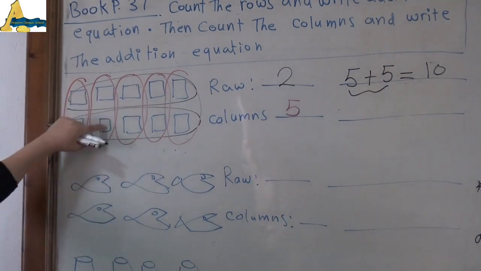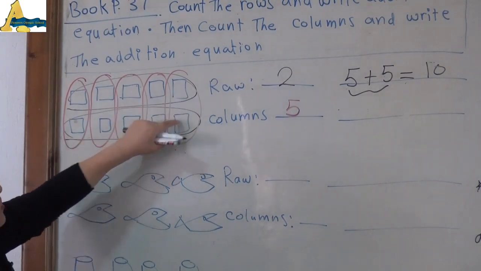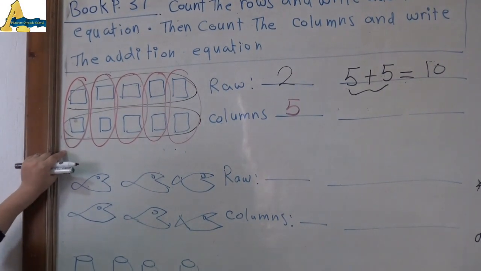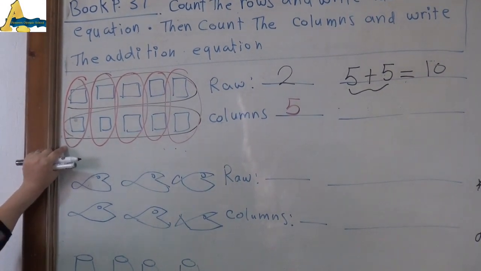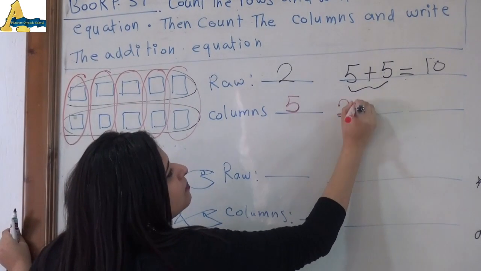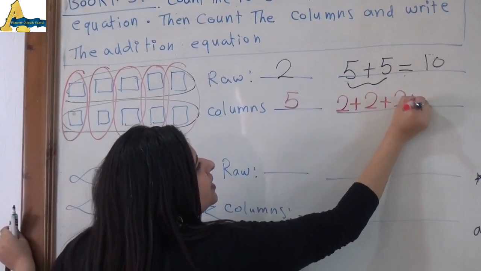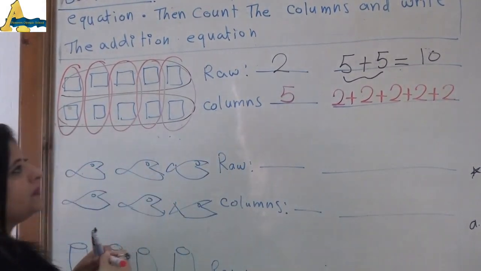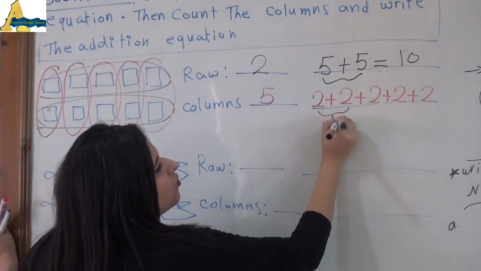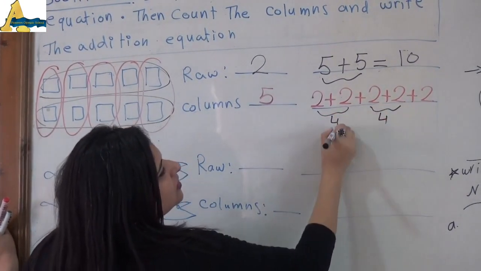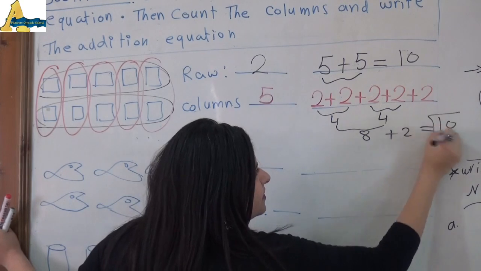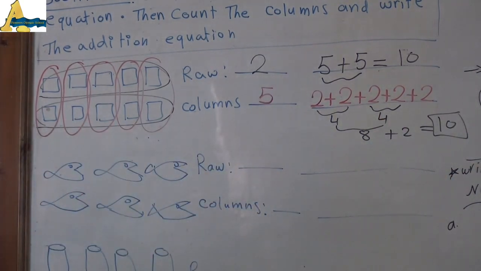In each column, I have how many squares? 1, 2. This means I have 5 columns. In each column, I have 2 squares. This means that 2 is going to be repeated 5 times. I'm going to repeat it by plus. Double 2, 4. Double 4, 8. And 2 more, it will be 10. The same answer. Okay, next.